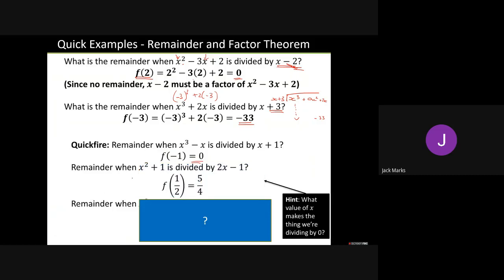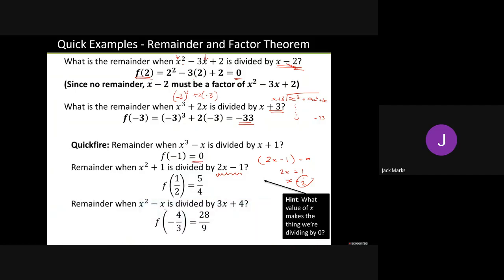What's the remainder when x squared plus 1 is divided by 2x minus 1? So we can make it more complicated if we want to. Okay, so what's the same as this? Well, 2x minus 1 in a bracket, if you remember from solving before, if you put this equal to 0, this is going to be 2x equals 1, x equals a half. So you can put in a half instead.